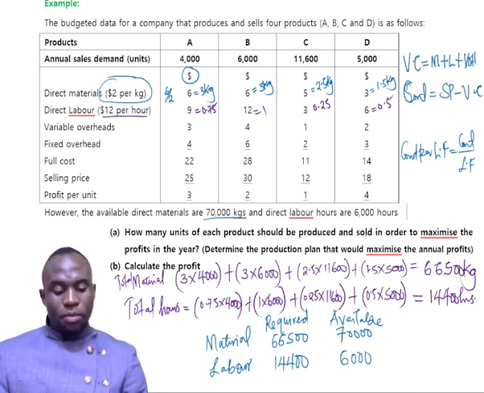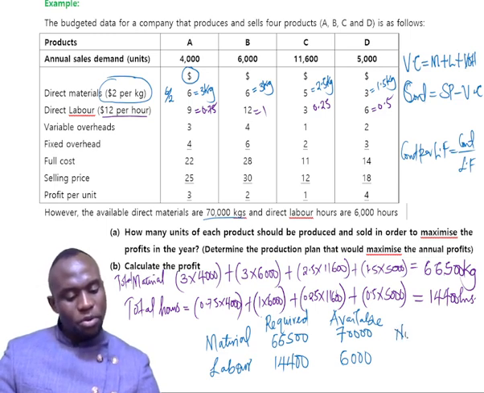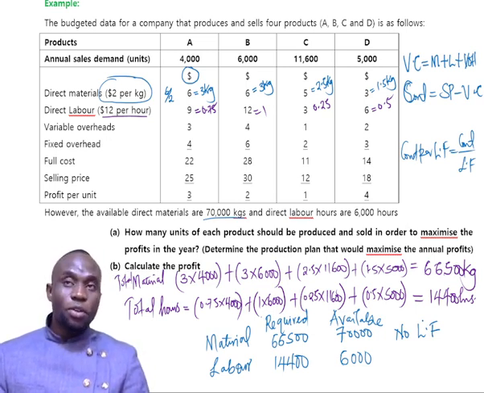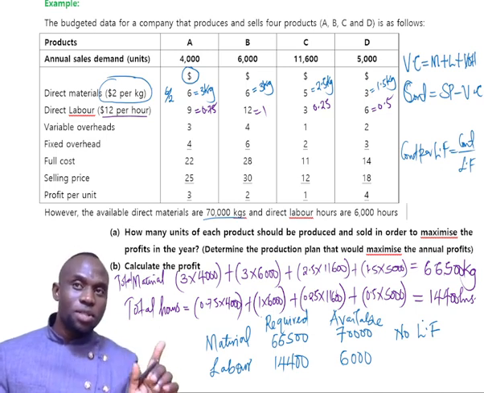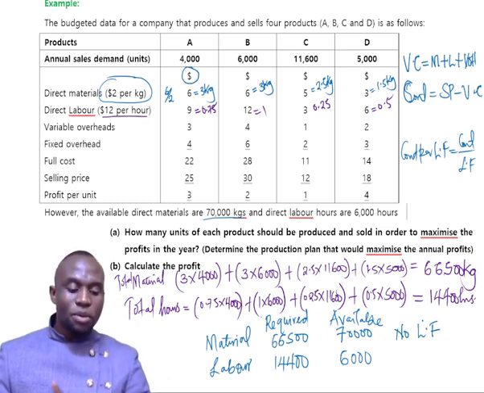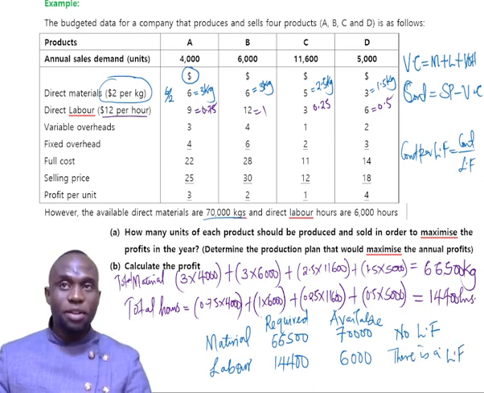Now you see, for materials, we need 66,500, but we have more than what we need. So for materials, there is no limiting factor. Then what about labor? You see, we need 14,400, but we have only 6,000. It means we can't produce all those units. So it means labor is the limiting factor. So labor hours is the limiting factor.